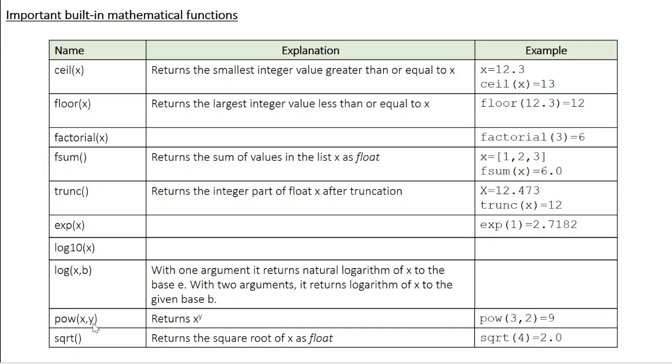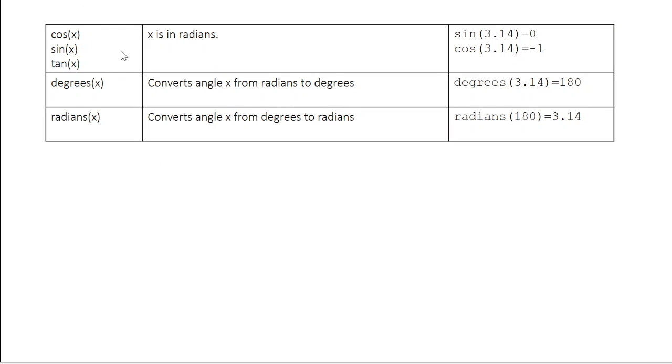Then pow x, y, this will give you x to the power y. So when you write pow 3, 2, the answer is 3 to the power 2, which is 9. Then sqrt, this gives you the square root of a given number, and remember the result is always float. So when you say sqrt 4, square root of 4 is 2, but the answer will be a float, which is 2.0. Then you have the trigonometric functions, cos x, sin x, tan x, etc.